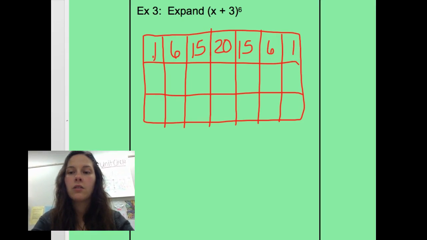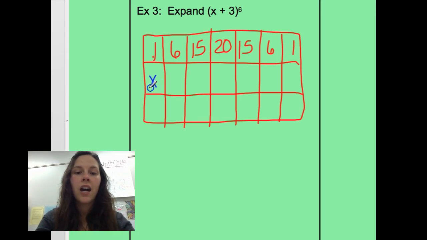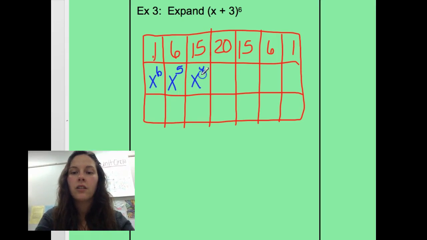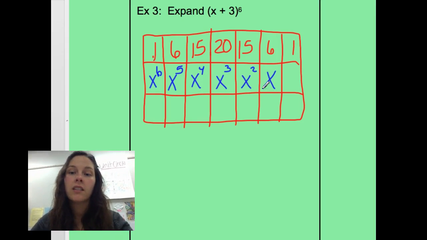Next, we are going to take the x, and we are going to start by raising it to the highest power. So 6, if my stylus will work. I still haven't gotten my new styluses in. And then the power decreases on each consecutive term. And the last box should be blank. It's technically x to the 0 power, which is just 1, so we don't really need to write that.